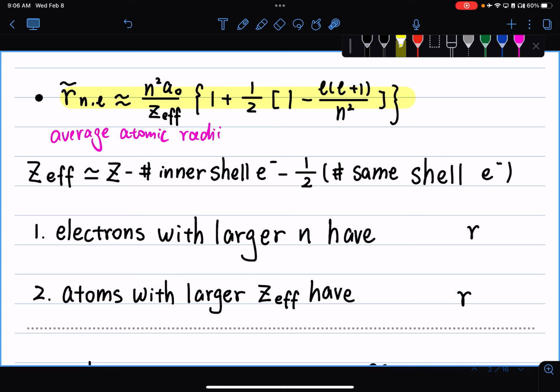So in this case, if we look at the atomic radii, when we look at this equation, n is on the top, right? So for electrons in atomic orbitals with larger principal quantum number n, we expect a larger atomic radius r. That's just from looking at the equation. Secondly, we look at the effective core potential. That's on the bottom here. That means atoms with larger effective core potential, we expect to have smaller radii.